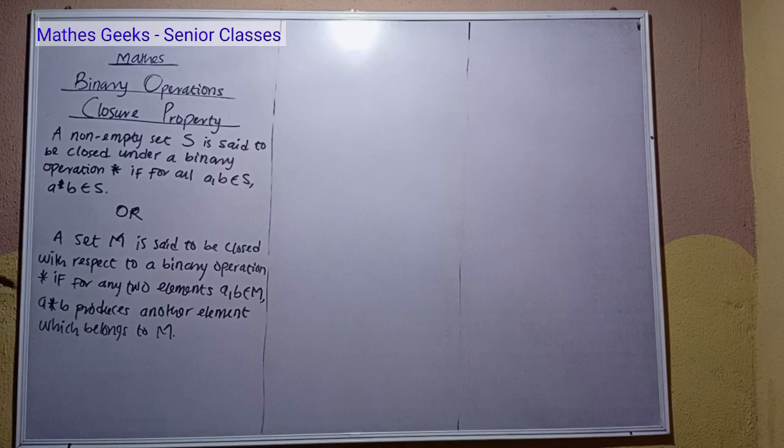A non-empty set S is said to be closed under a binary operation star if for all A and B, which are members of the set S, A star B is a member of set S. Or a set M is said to be closed with respect to the binary operation star if for any two elements A, B, which are members of the set M, A star B produces another element which belongs to set M. So this is what we're trying to say.